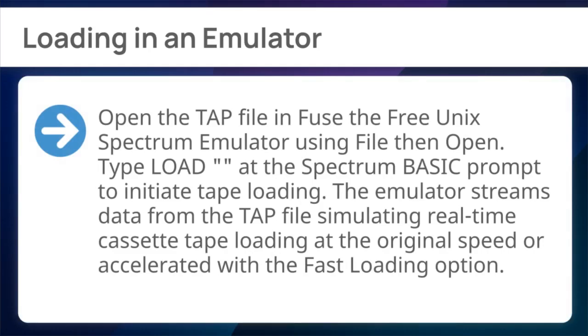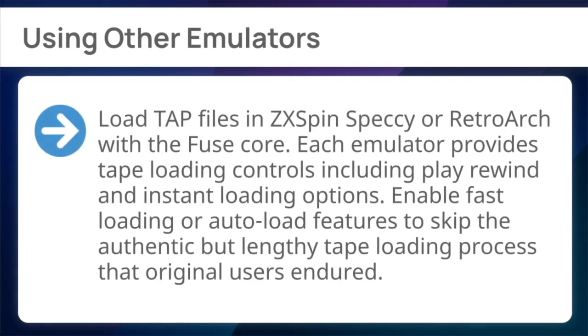Open the TAP file in Fuse, the free Unix Spectrum emulator, using File, then Open. Type LOAD at the Spectrum BASIC prompt to initiate tape loading. The emulator streams data from the TAP file, simulating real-time cassette tape loading at the original speed or accelerated with the fast loading option.